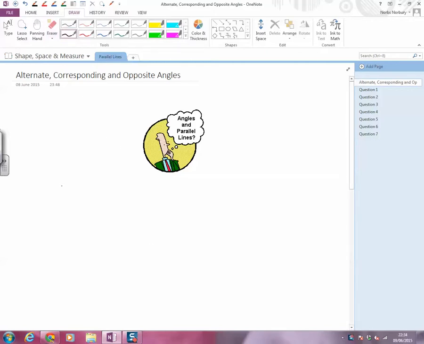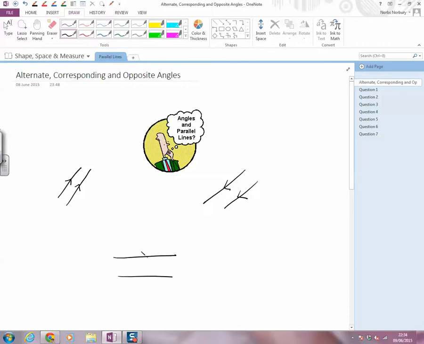Let me try and draw it a little bit better here. So two straight lines, and now they're parallel. They can be facing any way, so two straight lines, and now they're parallel.